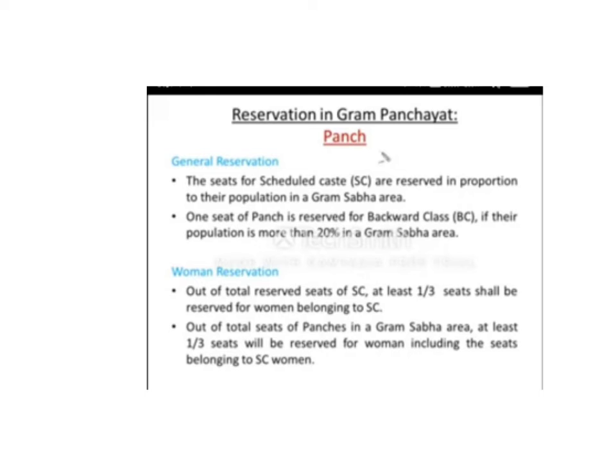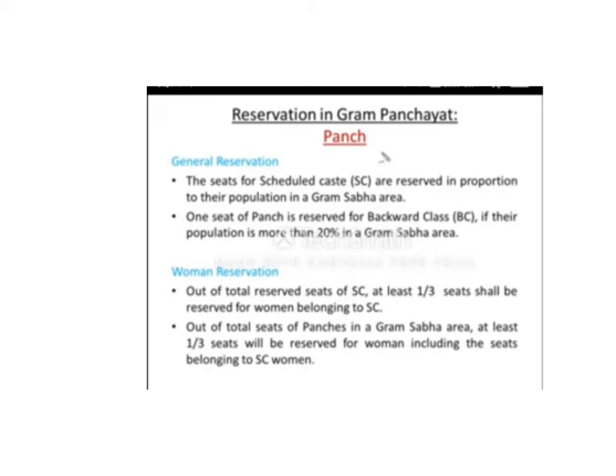That means scheduled castes have the reserved seats. It is according to the population in Gram Sabha. If scheduled caste people are more in Gram Sabha, there will be more seats for them. If less, then there will be less. Likewise, for the Panch, one seat from backward class is reserved in the Gram Panchayat if their population is 20% in Gram Sabha, because ultimately members of Gram Sabha elect Gram Panchayat members.